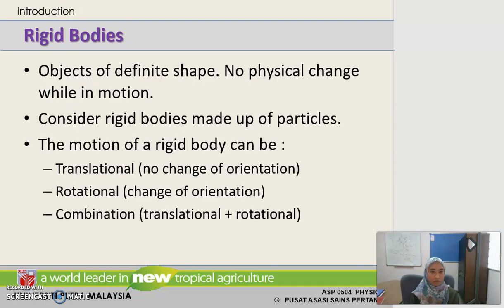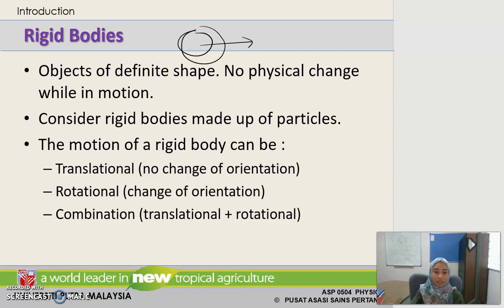Introduction: rigid bodies are objects of definite shape, with no physical change while in motion. For example, I have a ball, and it is rotating and also moving forward. Even though it is rotating and moving, it does not change its shape. The ball remains the same, right? So this is called a rigid body. Rigid bodies are made up of particles.